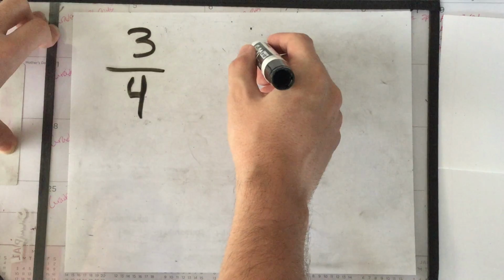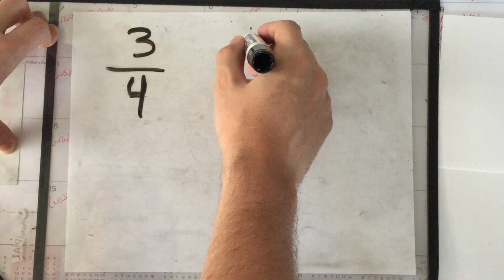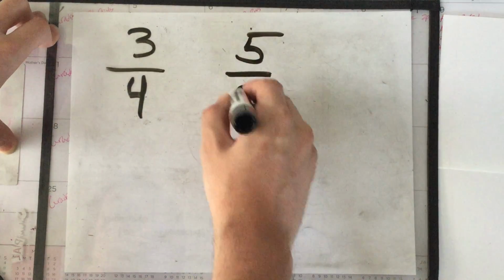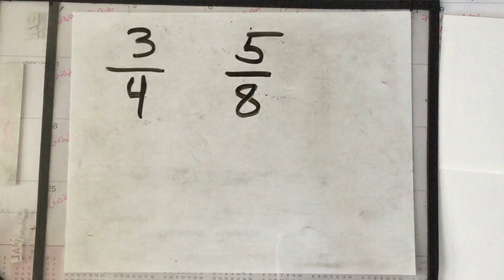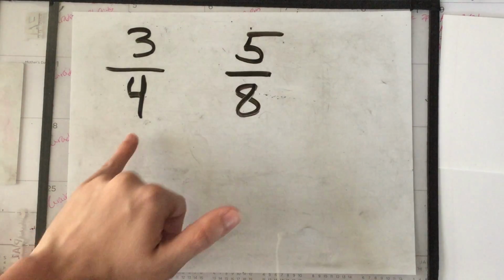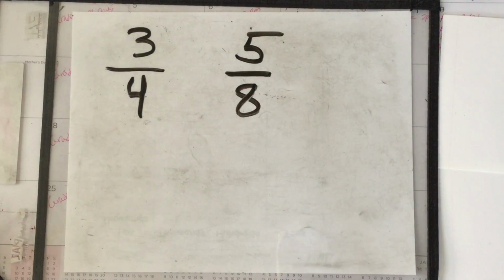and, I don't know, 5/8. I want to know which fraction is bigger or smaller. Well, there's something I can do here to make my bottom number the same. Remember, I'm trying to make that denominator, that bottom number, the same, because then I have the same unit.